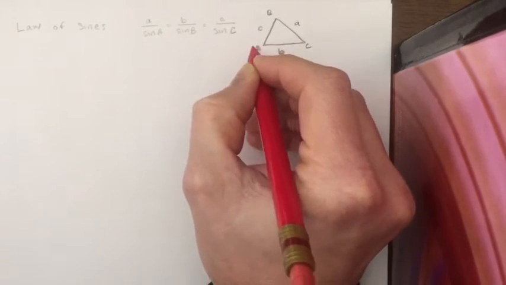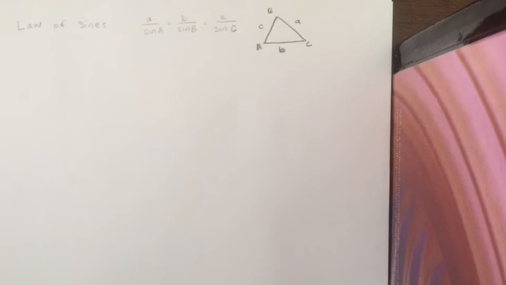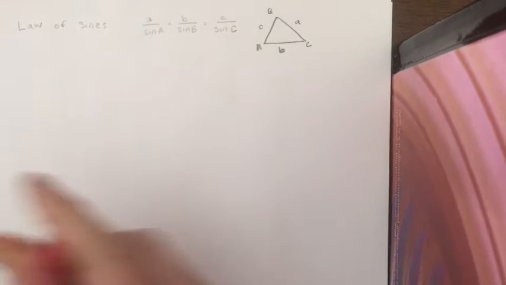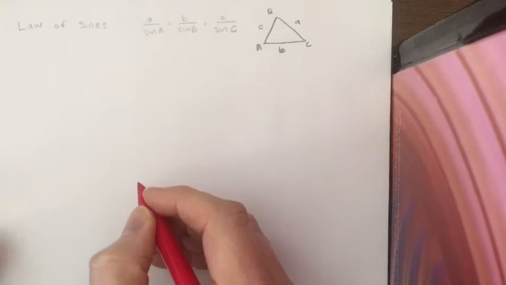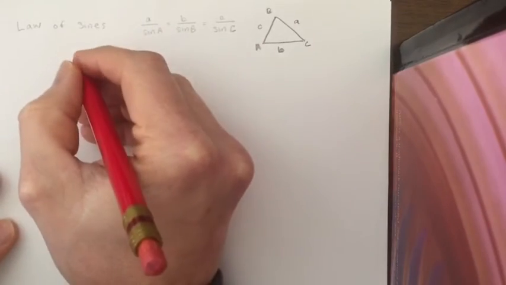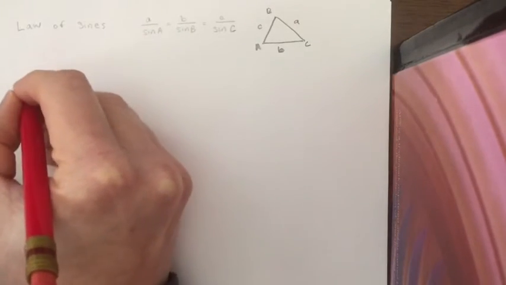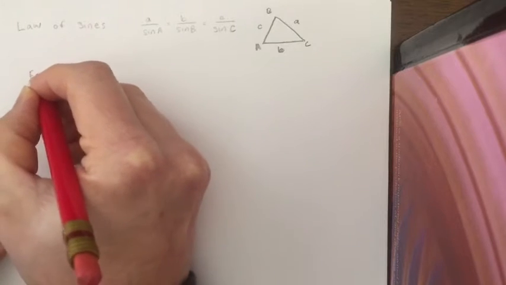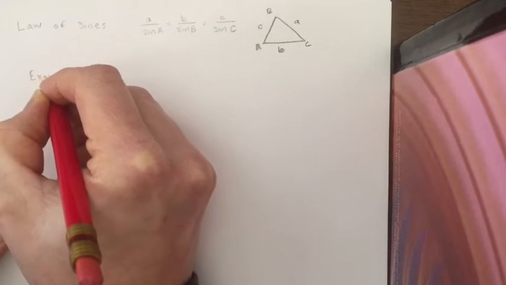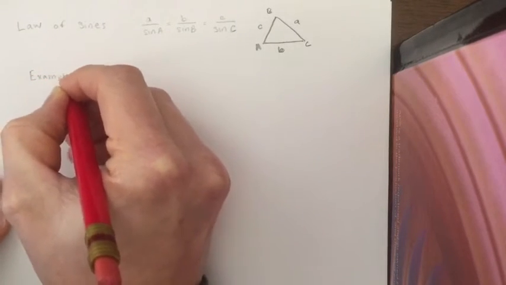At the end of the video, we'll talk about when the Law of Sines comes in handy, but right now, why don't we just go ahead and dig into this example. On a blank sheet of paper, let's write this example. We'll just do one example today. This is Example 1.